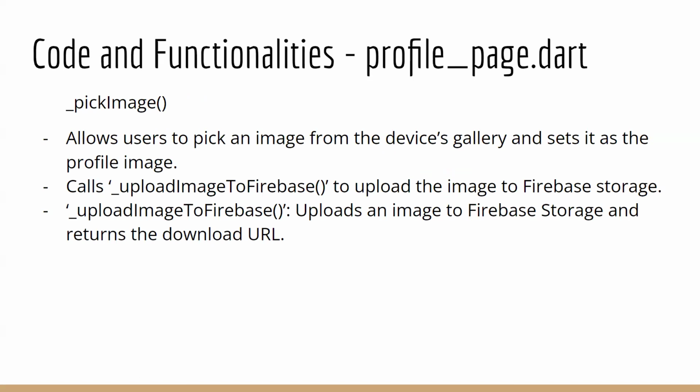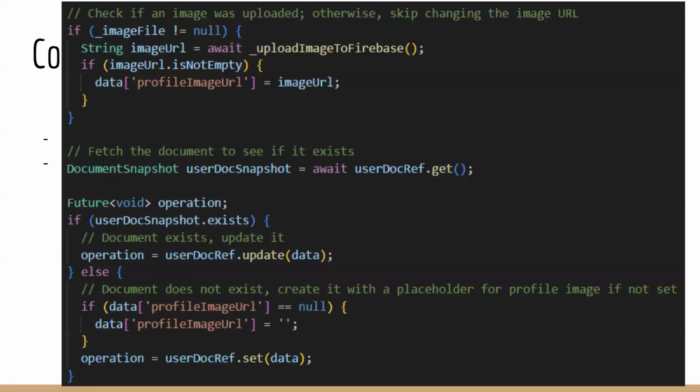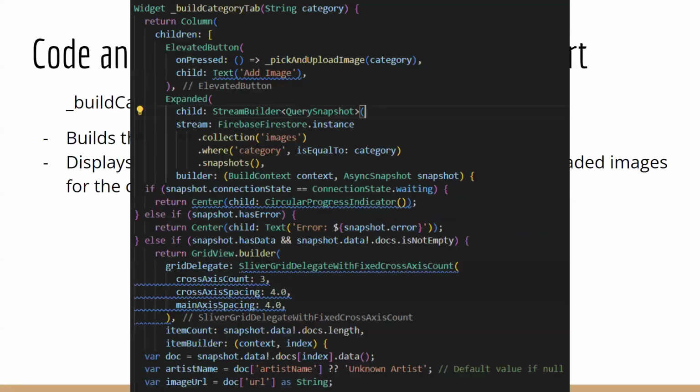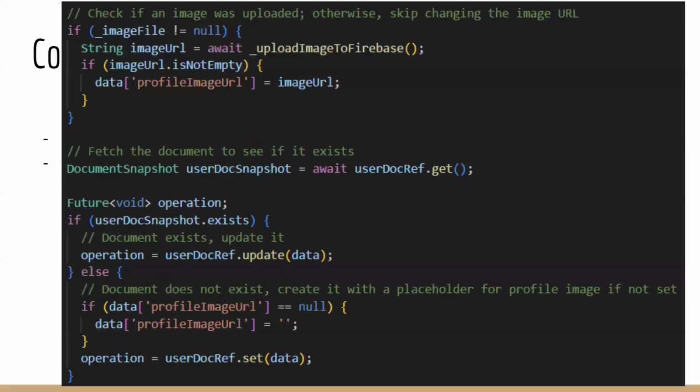You have the pick image method, which allows the user to pick an image from the device's gallery and sets it as the profile image. This was a different method from the one used to upload images to the tabs, because a profile image had to be stored in a different collection for some reason. Then this is the save profile info again. I think I accidentally put this in twice. But that's about our methods.